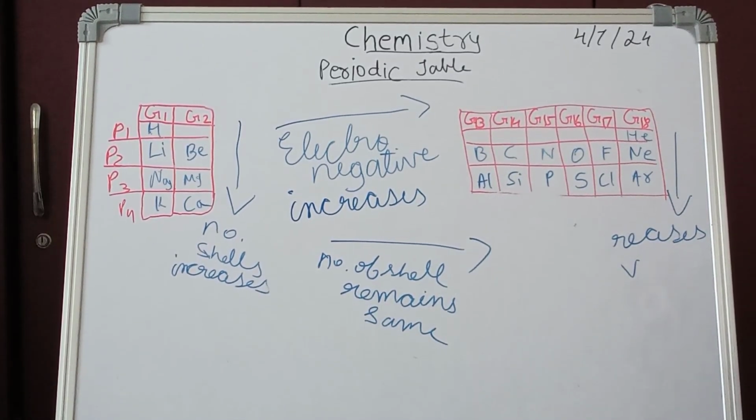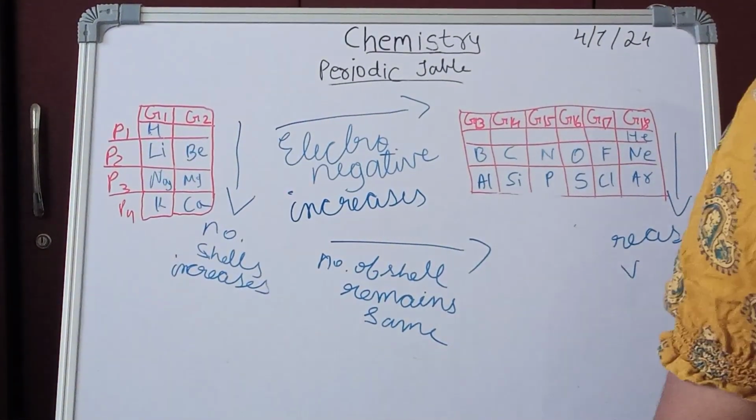So here ends your chapter 5 periodic table, class 9th ICSE. In my next class, I'll be taking class 10th periodic table ICSE.